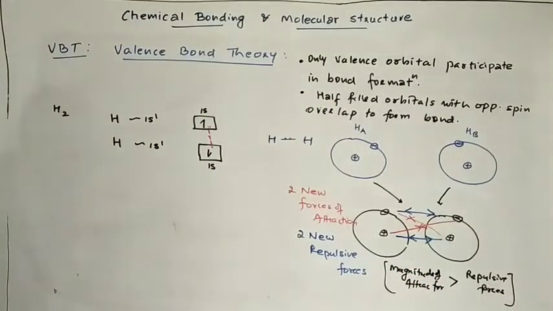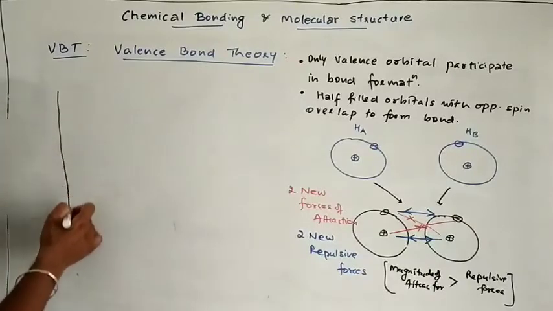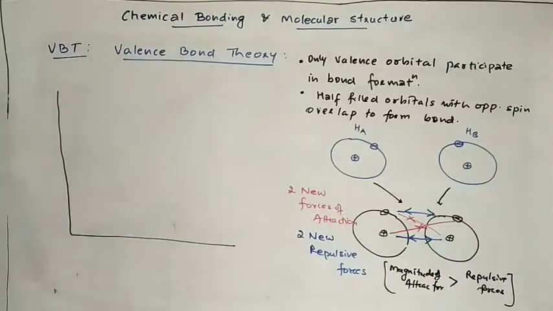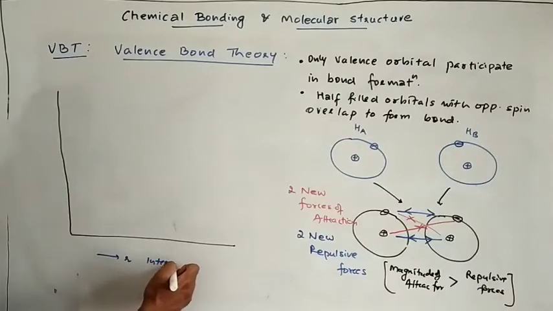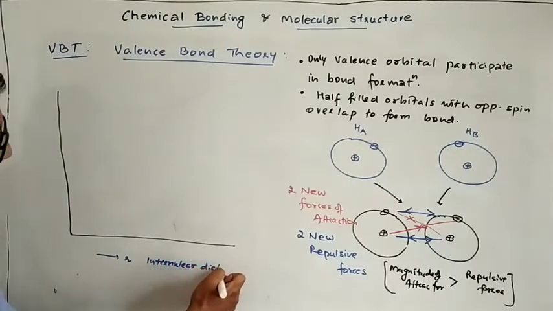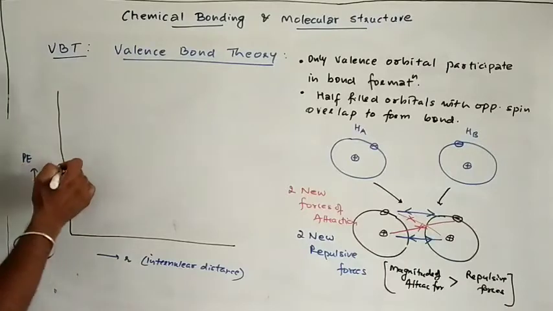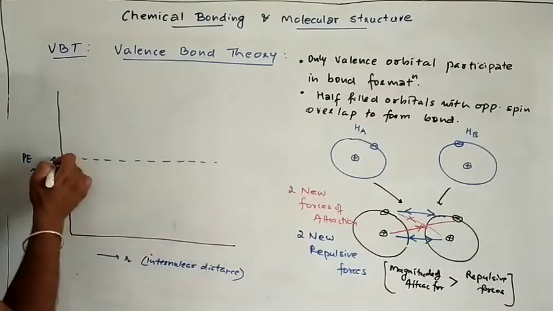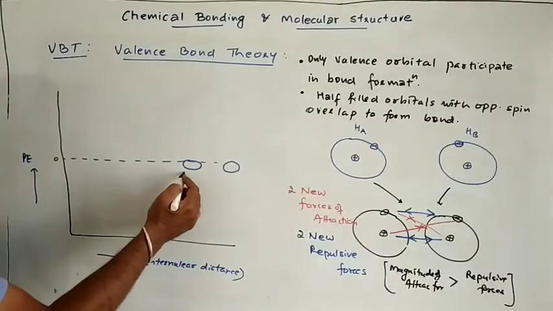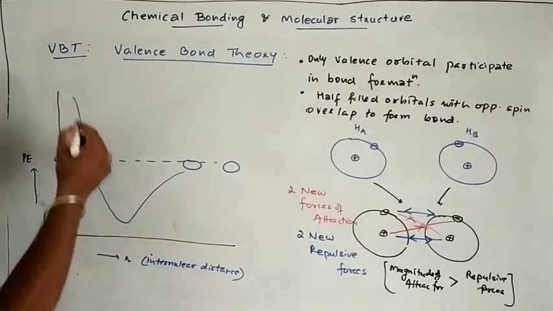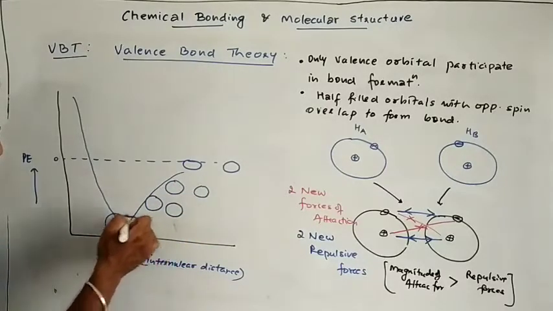See its energy profile diagram, the potential energy diagram of this H2. It's like this. On this side is our internuclear distance, the distance between the two nuclei of those two atoms. Here is the potential energy. So here the potential energy is 0 when the hydrogen atoms are far away from each other. When they come close, the potential energy drops, becomes minimum and then increases. So when they come close, like here, again come close, here they form the bond.